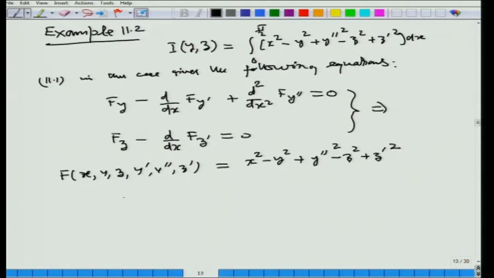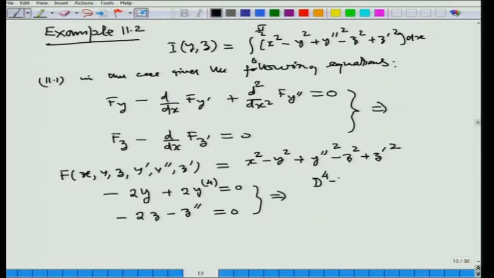So these two equations will reduce to the following, that is minus 2y plus 2 y fourth derivative equal to 0, and minus 2z minus z double prime equal to 0. So here these can be written in this manner: D to the 4 minus 1 of y equal to 0 and D square plus 1 of z equal to 0.